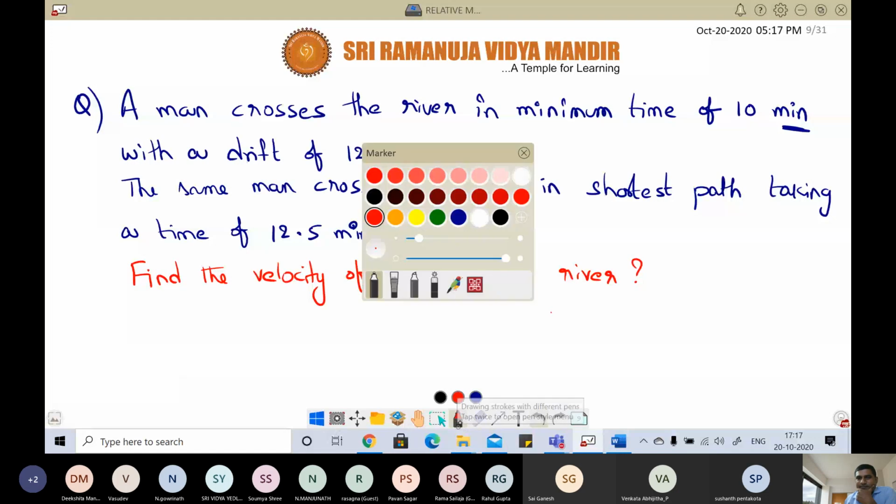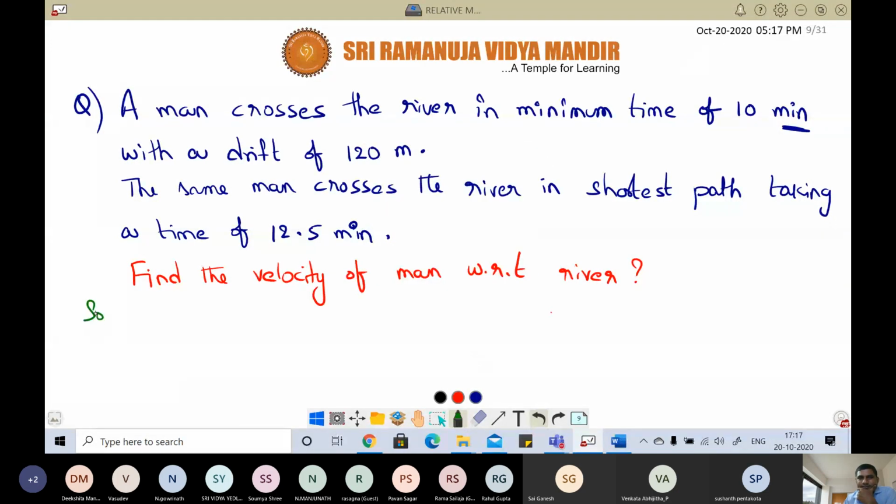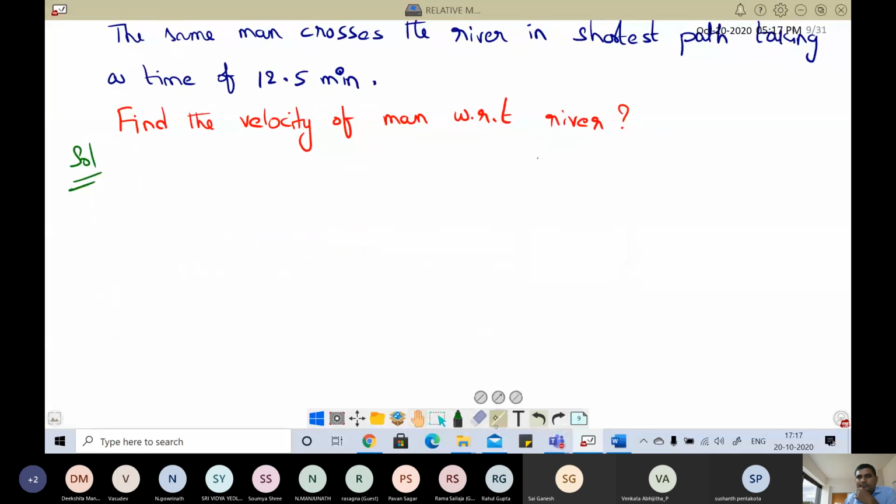Okay, I'll solve. See here. Now here, these are two separate cases. So now we'll just see these two cases. First case is what? He is traveling in minimum time. He's crossing the river in minimum time in 10 minutes with a drift of 120 meters.